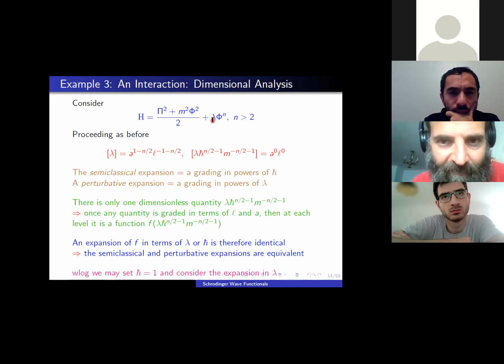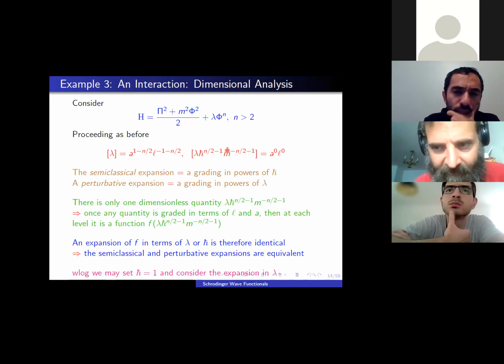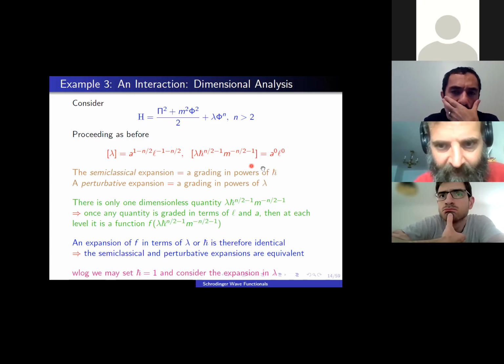The reason that this is more complicated is that now there's something which is grading 0. Usually you solve these problems by expansion. There are two different expansions you can consider. One is an expansion in h bar, that's called a semi-classical expansion, and another is an expansion in lambda. That's called a perturbative expansion.